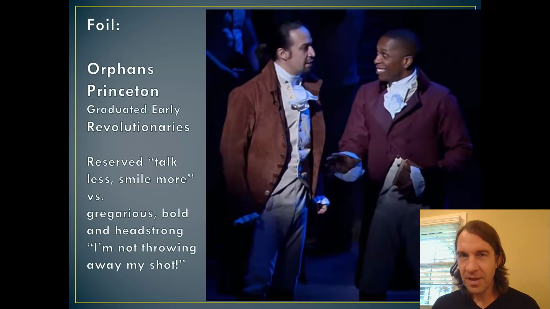So for example, if you watch this summer, we see Hamilton and Aaron Burr. They're both orphans. They both go to Princeton and graduate early. They become revolutionaries, but one is very reserved. It says, talk less, smile more. Whereas the other is gregarious and bold and headstrong, and the contrast really kind of highlights that characteristic.